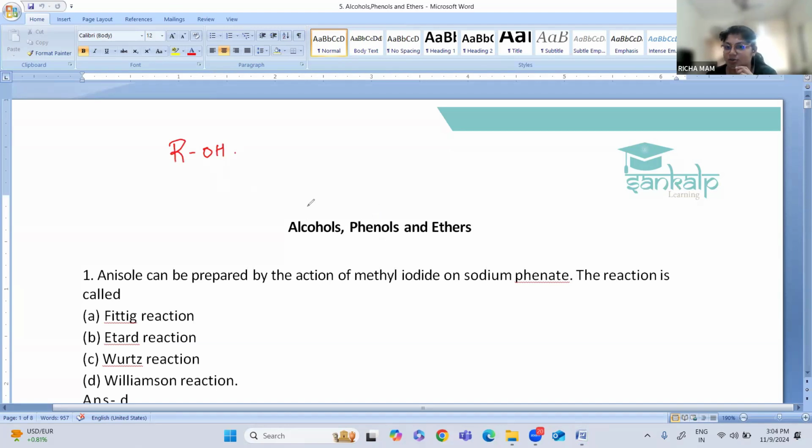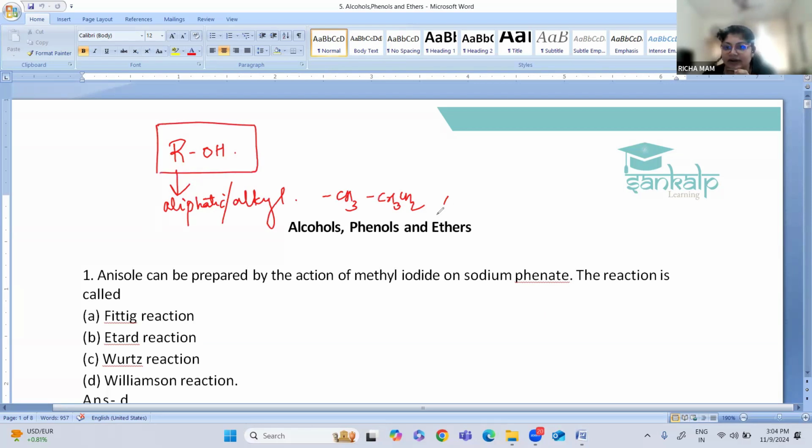So they have a functional group. So this is the functional group, okay, where R is your what? It should be aliphatic. Aliphatic in the sense it will be an alkyl group, right? That is your CH3, ethyl, CH3CH2, propyl. So in your alcohols, R will be an aliphatic group, that is an alkyl group: methyl, ethyl, propyl, butyl, etc.